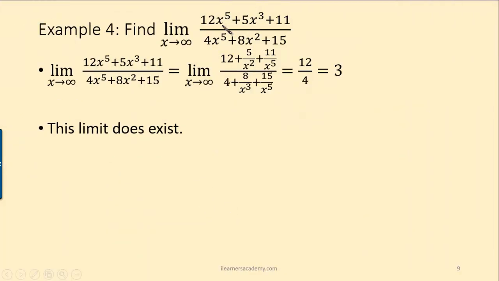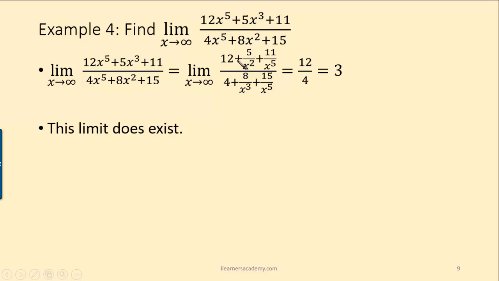In this case, the degrees of the numerator and denominator are the same. So you already know then that the limit of this expression would be found by simply dividing this term by this one, which will give us 3. What we do is, as before, we look for the highest power of x and divide both the numerator and the denominator by that expression. So in this case, we divide by x to the 5th.